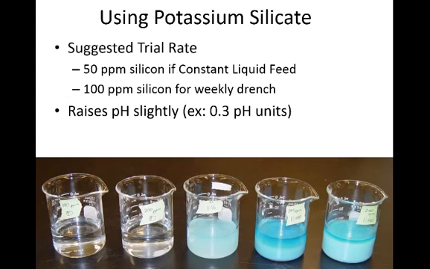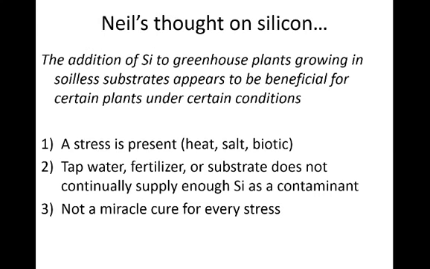It is a basic material, so it does raise the pH slightly. So for example, in our experiment with bedding plants, given weekly drenches for 10 weeks, we found that pH of the silicon-treated plants was about 0.3 pH units higher than our plants that did not receive silicon. And so we certainly suggest that you conduct your own trials at a small subset of your crop at first before trialing silicon on a larger basis.